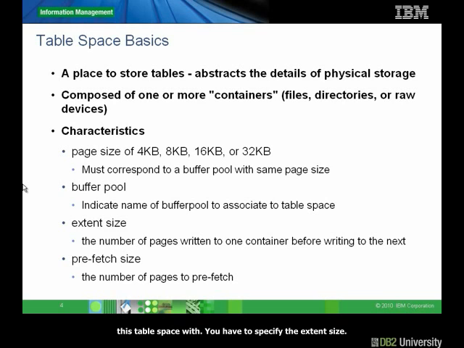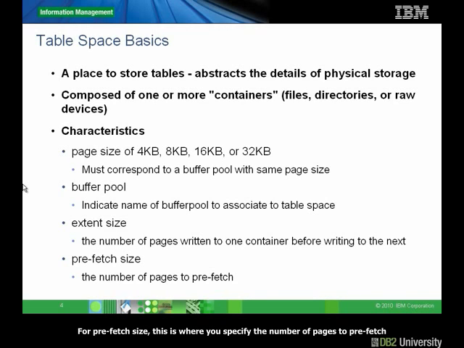You have to specify the extent size. If you don't specify it, there is a default for that. So in my previous example, I didn't specify extent size. The same thing with the prefetch size. If you don't specify it, there is a default. And the number of pages to prefetch means basically that you will be retrieving from disk and moving pages from disk into the buffer pool, and you will be prefetching more pages. So DB2 uses a prefetch size in anticipation of you using more pages than what you're going to be requesting.